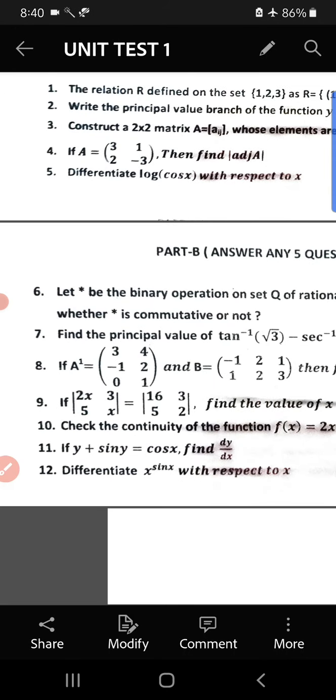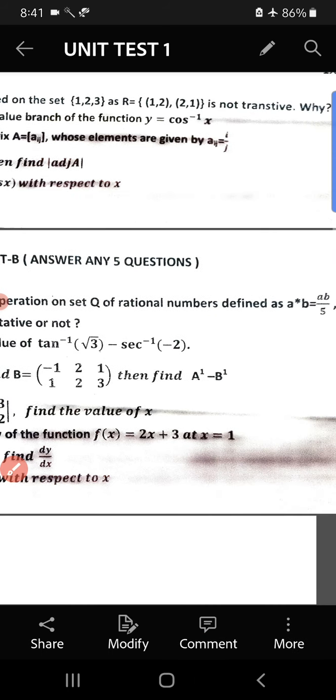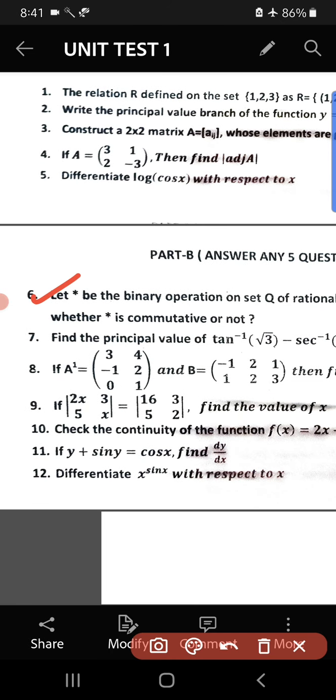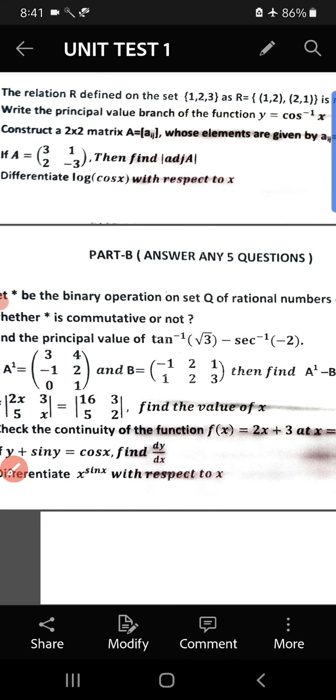Let us solve some of the questions of part B in this session. This is the sixth question. Let's start with the binary operation on the set Q of rational numbers defined by a star b is equal to ab by 5. Verify whether star is commutative or not. Then the seventh question is find the principal value of tan inverse root 3 minus secant inverse of minus 2.